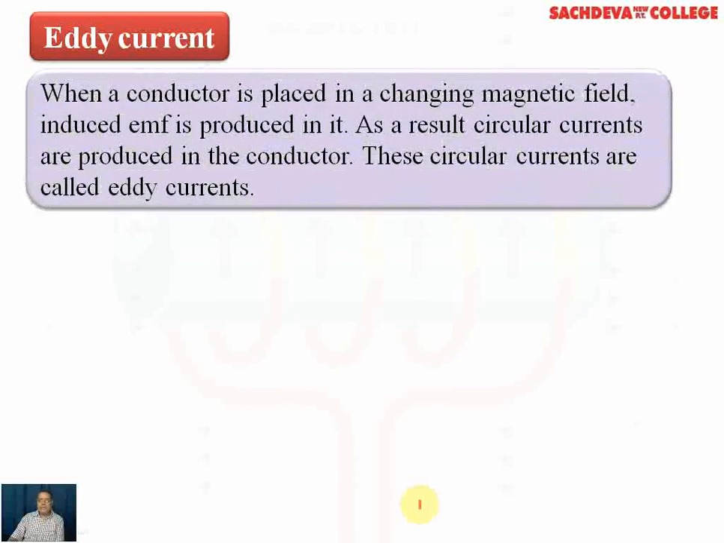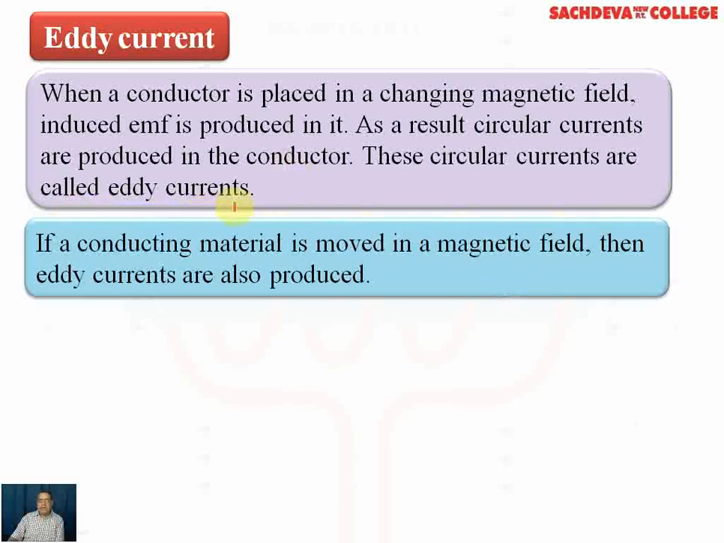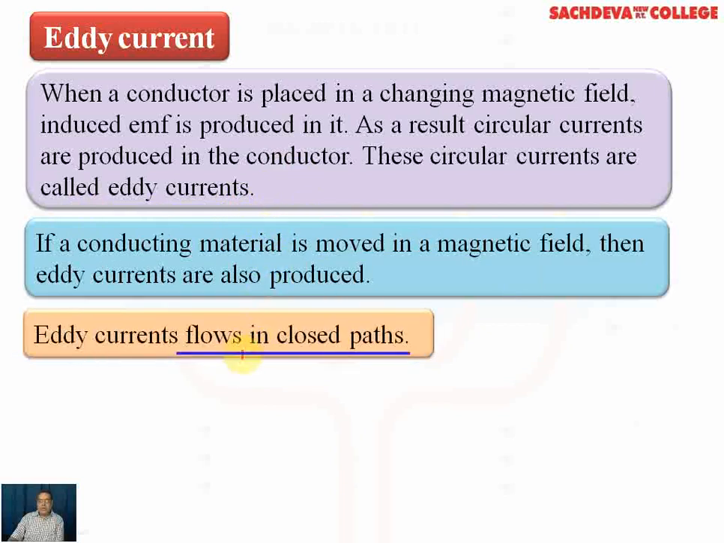So, when a conductor is placed in a changing magnetic field, induced EMF is produced in it. As a result, circular currents are produced in the conductor. When we use the term conductor, we can take a metal sheet or a wire. These circular currents are called eddy currents. If the conducting material is moved in a magnetic field, then eddy currents are also produced. Eddy currents flow in a closed path. So what is a closed path? It means that the circuit must be closed.